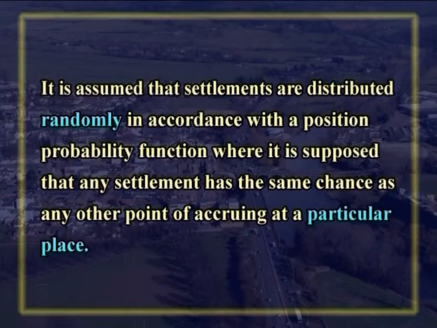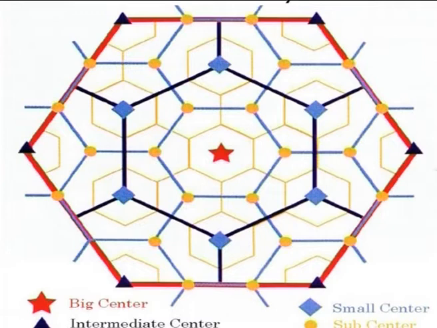It is assumed that settlements are distributed randomly in accordance with the position probability function, where it is supposed that any settlement has the same chance as any other point of occurring at a particular place. The location of each settlement has not been influenced by that of other settlements. By definition, complete randomness is the midpoint of the continuum of spatial patterns, extending from complete clustering to complete uniformity. The settlements are distributed in a hexagonal pattern.